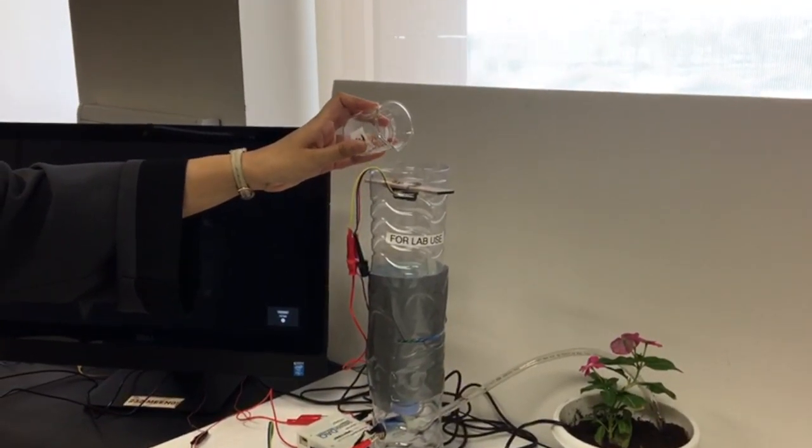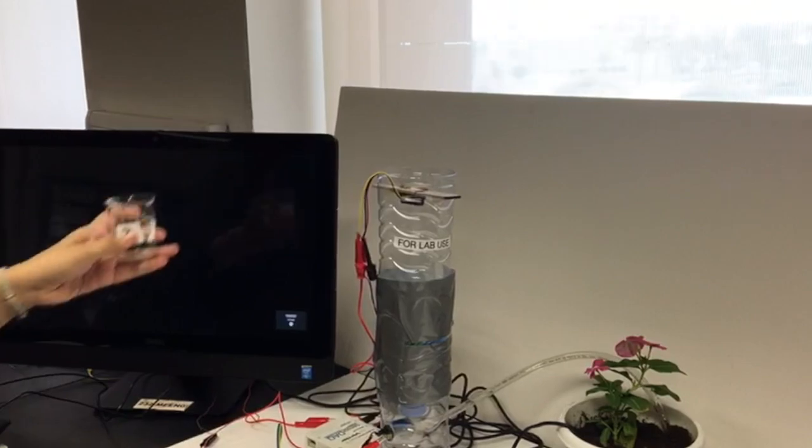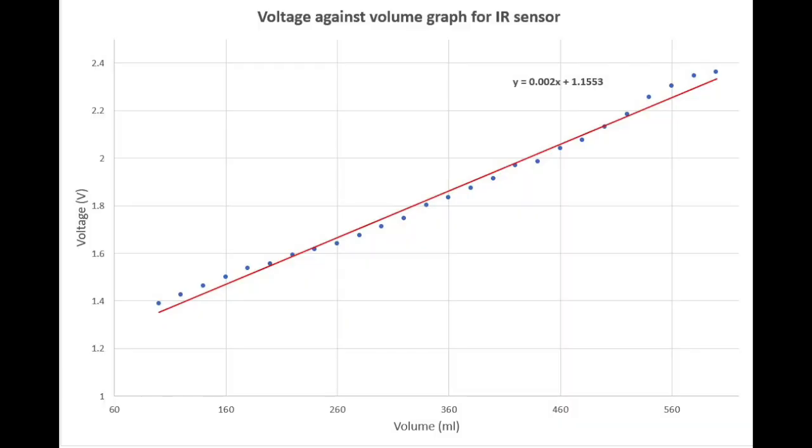With each reading, 20 ml of water was added. 10 voltage values for each data point were recorded. The average of those values was then calculated. This is a graph of the voltage against volume. It was observed that as volume increases, the distance between the sensor and the foam decreases, thus increasing the voltage.